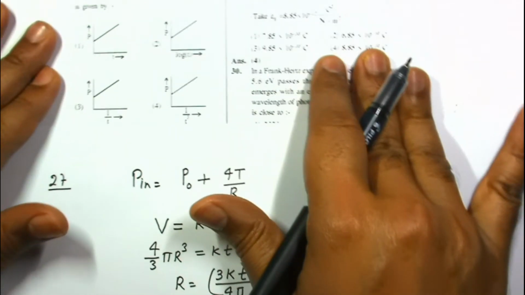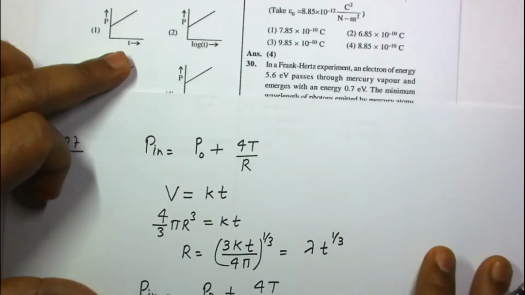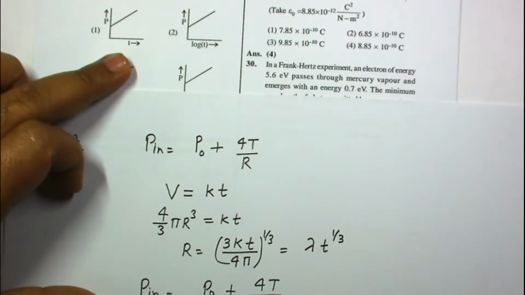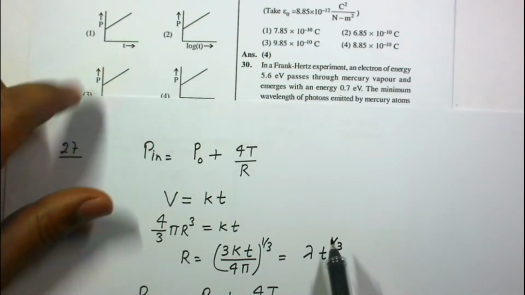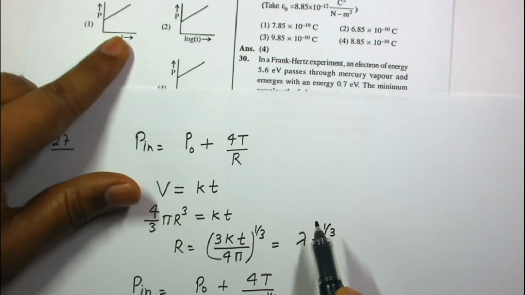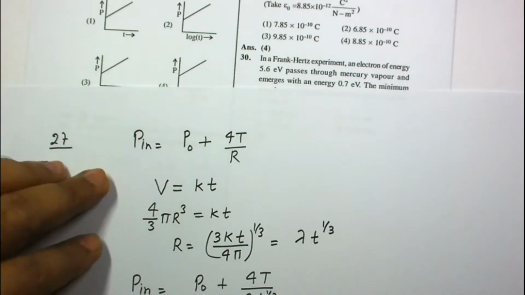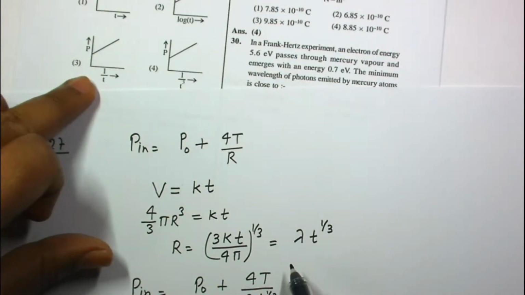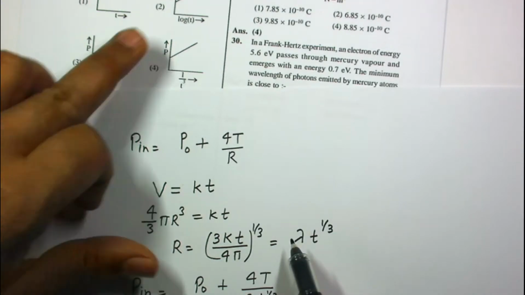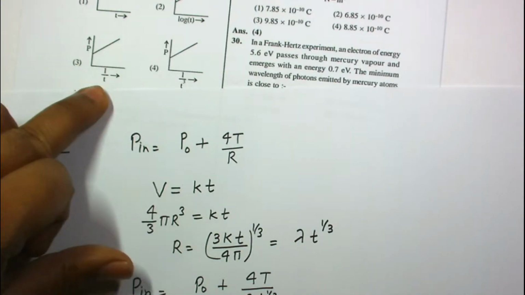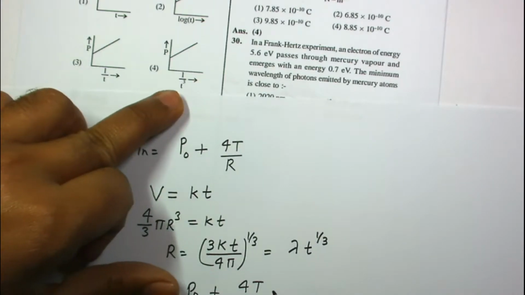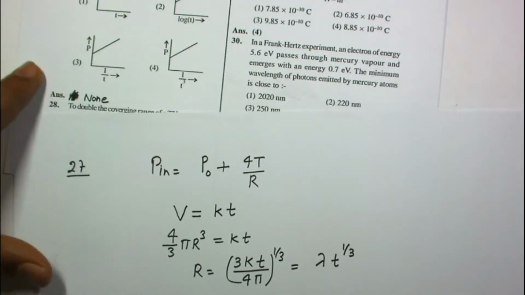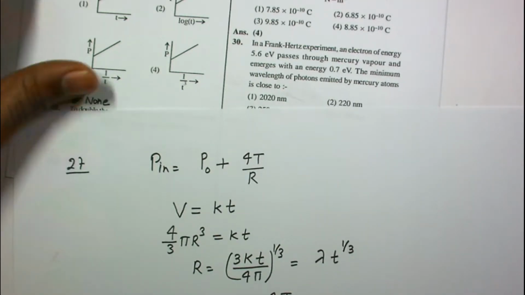In the first graph, P versus T. So obviously P inside versus T, there is no direct relation. T is coming down, so it cannot be a straight line. Log of T, again it cannot be a straight line like this, which having increasing slope. 1 by T, there is no 1 by T here, and 1 by T cube, there is no T cube here also. So in my opinion there is no correct answer.